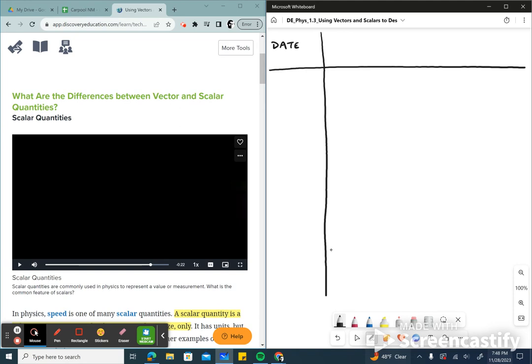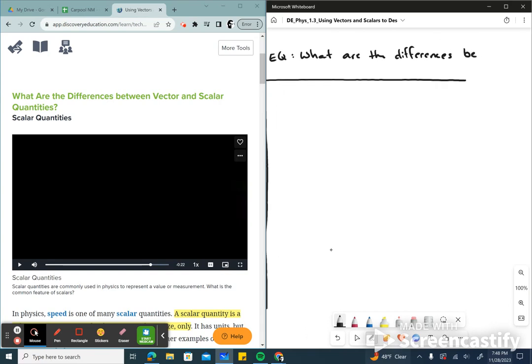And our essential question we're going to use here in green: What are the differences between vector and scalar quantities?